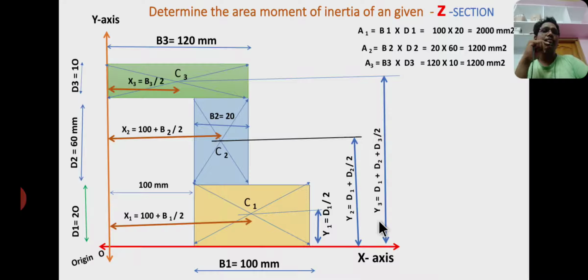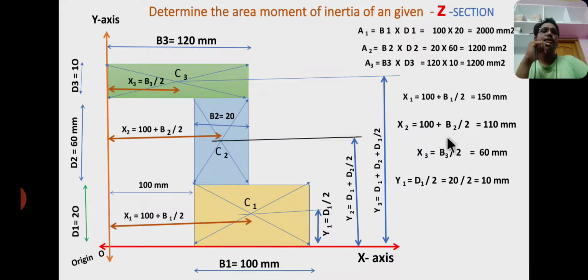So the value of y3 equals d1 plus d2 plus d3 by 2. From the figure, the values are x1 equal to 100 plus b1 by 2. So b1 equal to 100, that is 100 by 2 equal to 50, 50 plus gap 100 mm, that is 150 mm, and y1 equal to half of the height, that is 10 mm, and x2 equal to 100 plus b2 by 2, that is 100 plus 20 by 2 equal to 110 mm, and x3 equal to base 3 by 2, that is 60 mm.